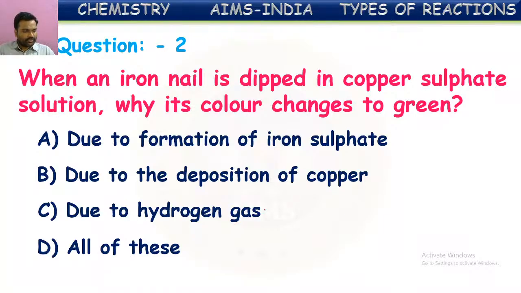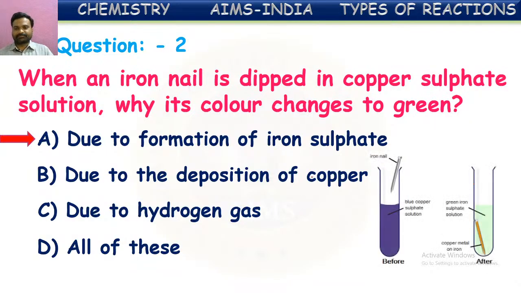Yes, many of you are trying to give the answer. But here, the correct answer is due to the formation of iron sulfate, because iron sulfate color is green. When blue colored copper sulfate reacts with an iron nail, iron is more reactive than copper, so iron replaces copper from copper sulfate. Then copper sulfate turns into iron sulfate solution. So this iron sulfate solution is in green color.